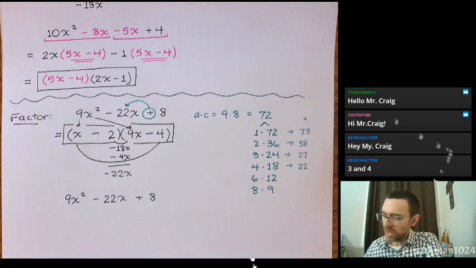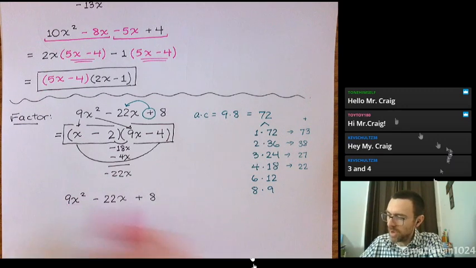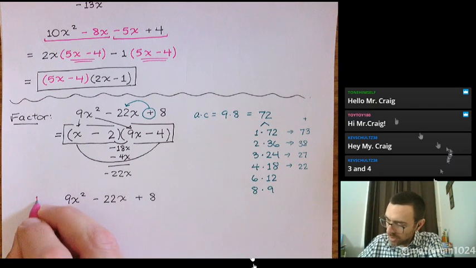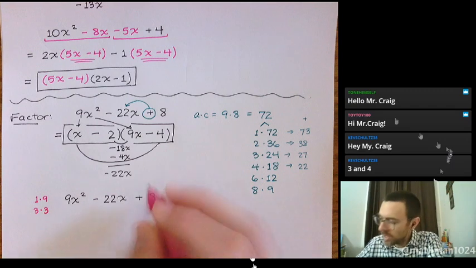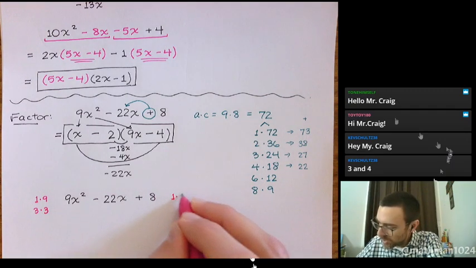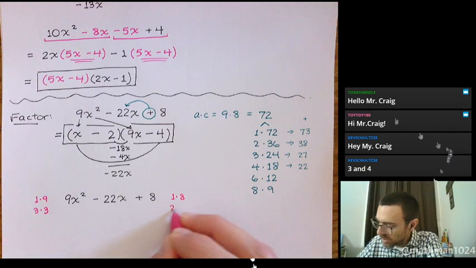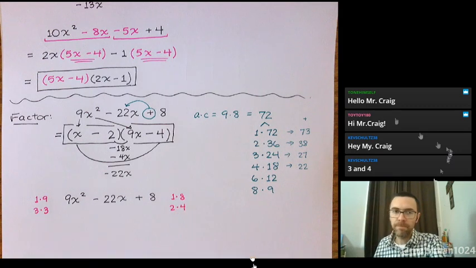This trick requires you to be able to write the factor pairs for both the leading coefficient and the constant. So 9 can be broken down as 1 times 9, or 3 times 3. 8 can be broken down as 1 times 8, or 2 times 4.